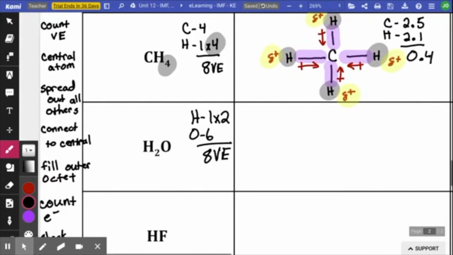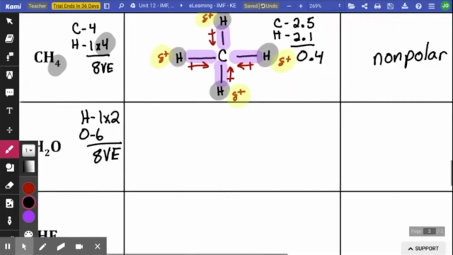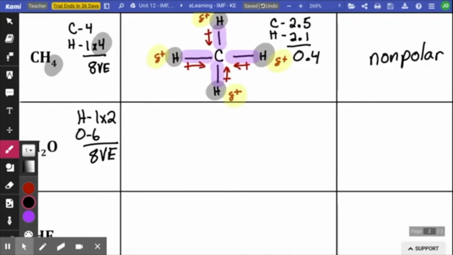Next thing to do would be to pick our central atom. Our central atom is going to be oxygen. Then we're going to spread everything else out around it, so our hydrogen and our hydrogen, and we're going to bond those with the central atom. Next step would be to fill our outer octet.